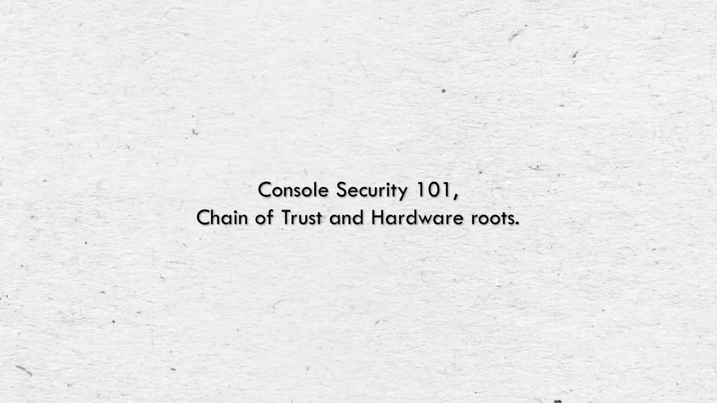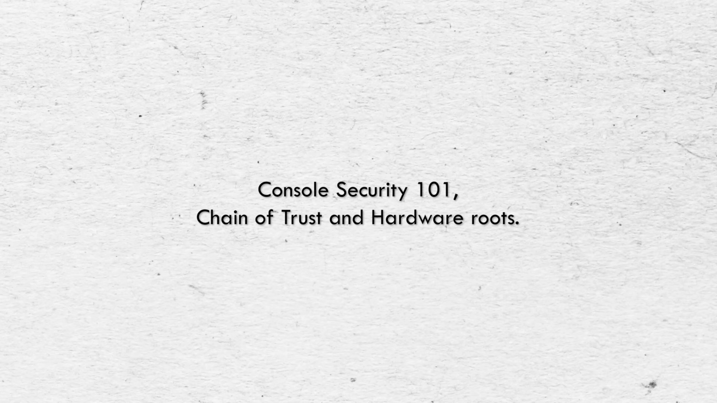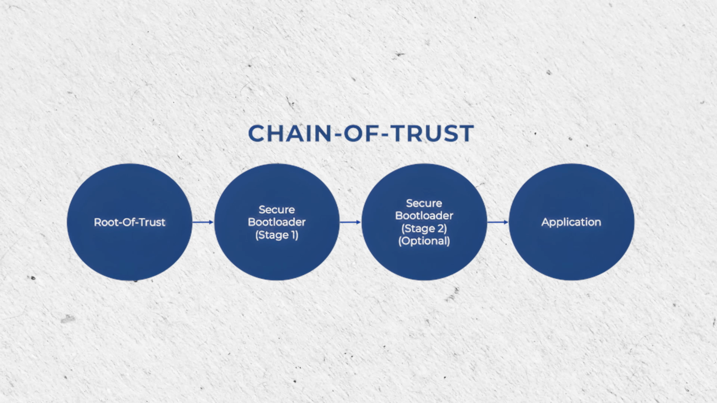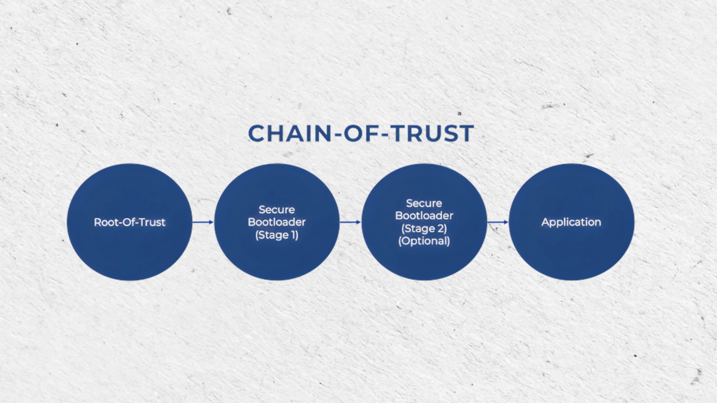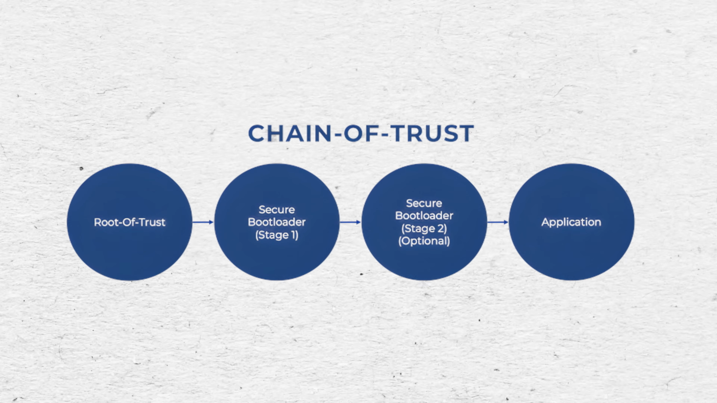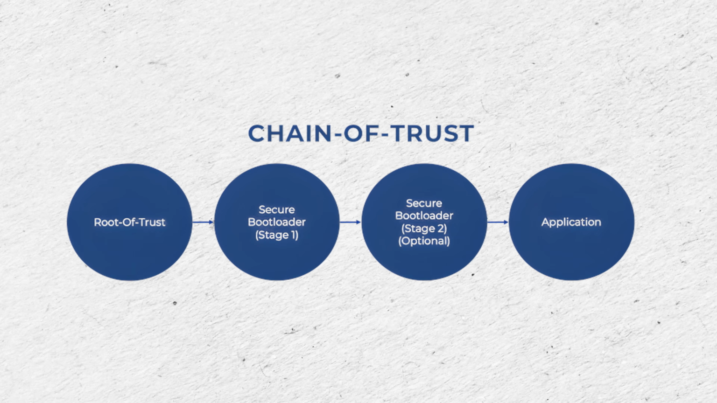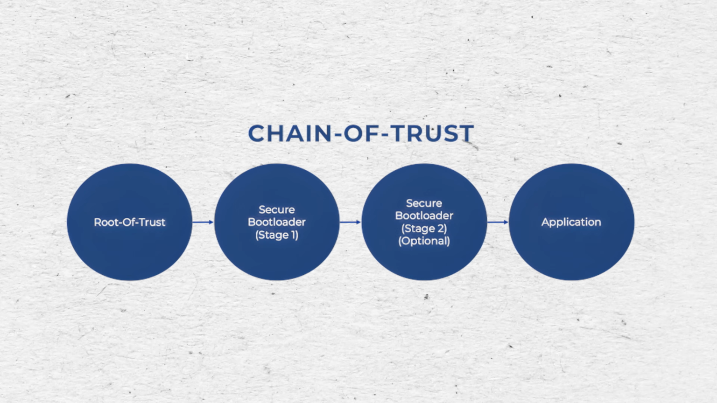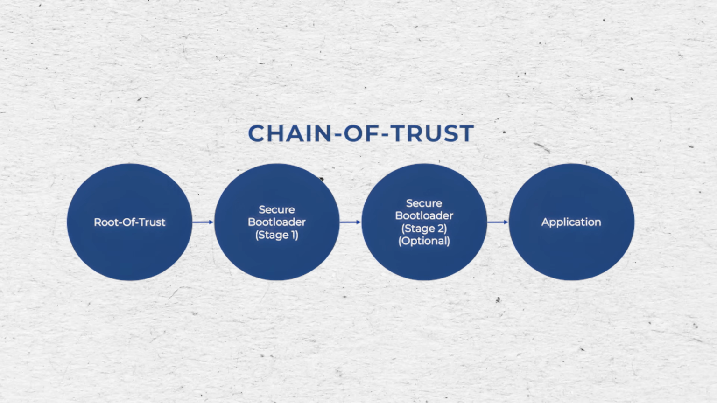Console Security 101: chain of trust and hardware roots. Now, before we dive into how jailbreaks exploit these differences, we need to mention one more foundational concept: the hardware root of trust. Both Sony and Nintendo designed their consoles such that at power on, a series of checks occurs, a chain of trust. At the very start is the root of trust, usually an unmodifiable piece of code in read-only memory, the boot ROM, and some secret keys burned into the hardware fuses of the chip. Think of it as a secret master key fused into the CPU.